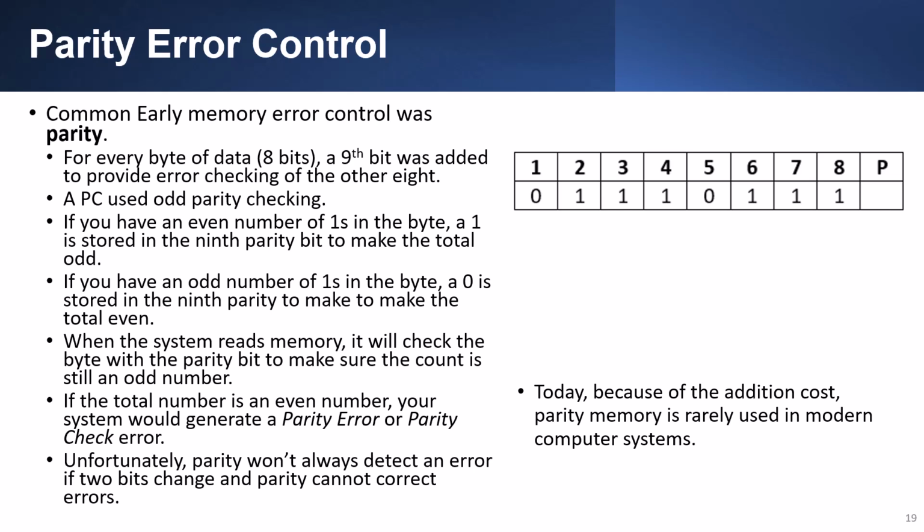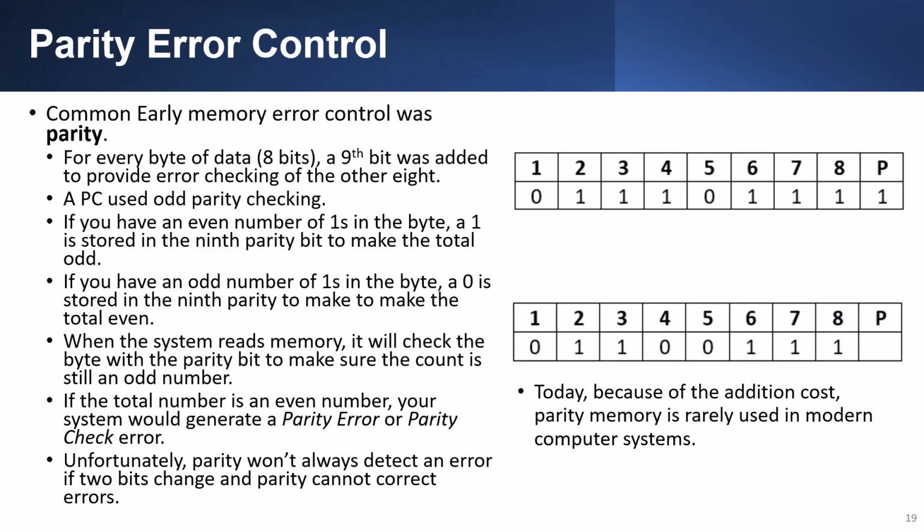For example, if you have 0, 1, 1, 1, 0, 1, 1, 1, and you count the number of ones, you have 6, which is an even number. Since it's an even number, a 1 is put in the parity bit, which makes all the 1s, including the parity bit, an odd number. On the other hand, if you have 0, 1, 1, 0, 0, 1, 1, 1, and you count the number of 1s, you have 5, which is an odd number. Since it's an odd number, a 0 is placed in the parity bit, which makes all the 1s, including the parity bit, an odd number.